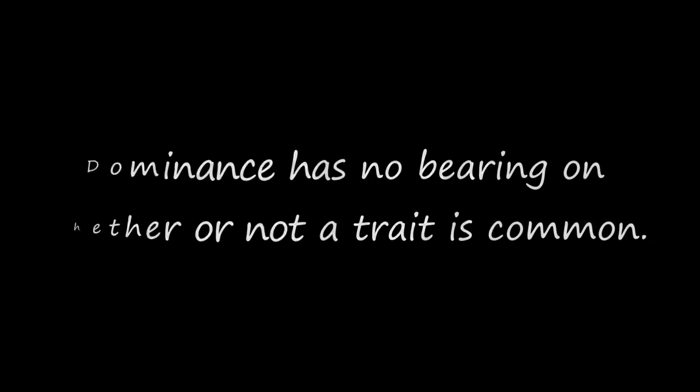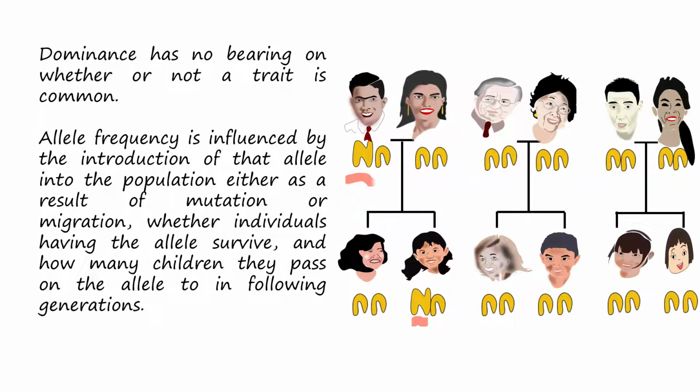Dominance has no bearing on whether or not a trait is common. The frequency of a particular allele in a population depends on the introduction of that allele into the population either as a result of mutation or migration, whether individuals having the allele survive, and how many children they pass on the alleles to in following generations.